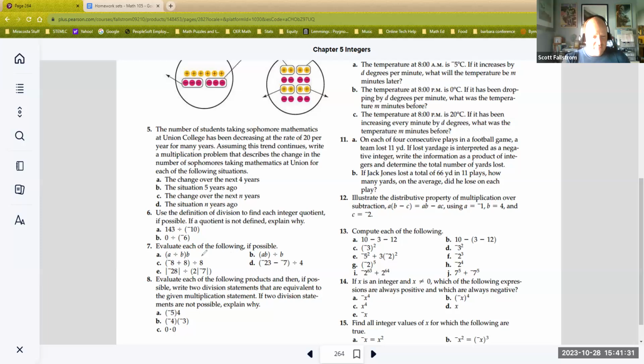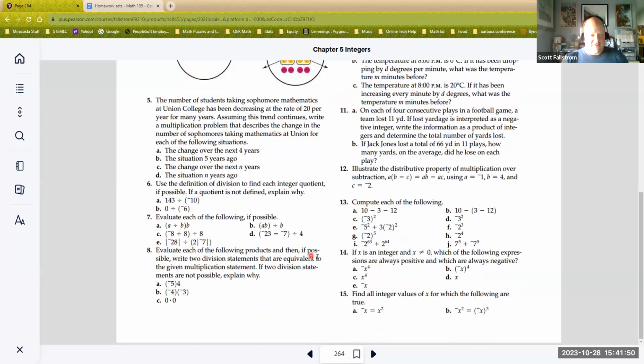Evaluate each of the following if possible. So on some of these, they're asking you maybe to simplify, right? That would be a really good thing to think about. And then you have some with numbers. So I'll let you, again, this is just doing a little bit of arithmetic.